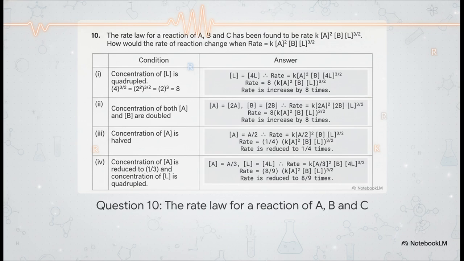And number 4, concentration of A is reduced to 1/3 and concentration of B is quadrupled. We plug in [A] over 3 and 4[B].